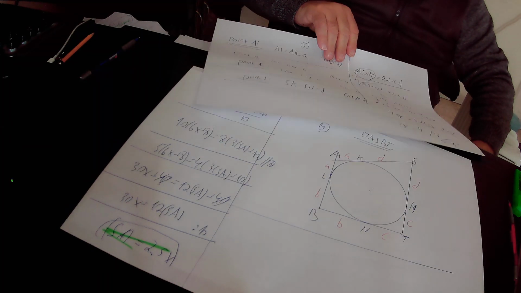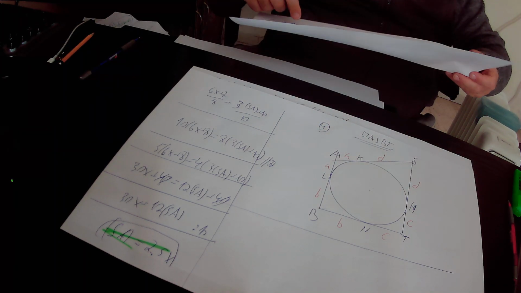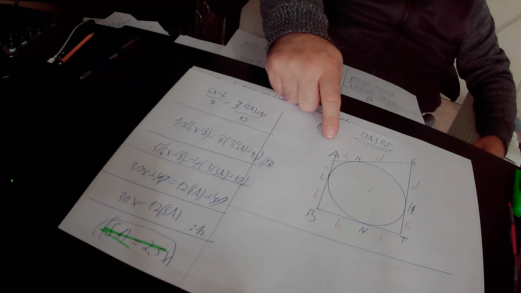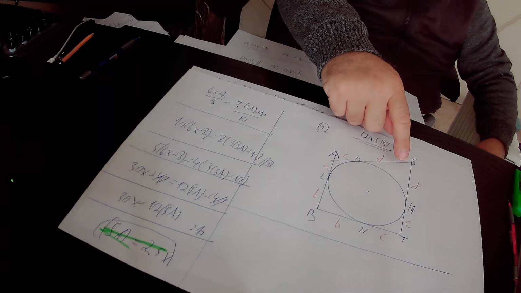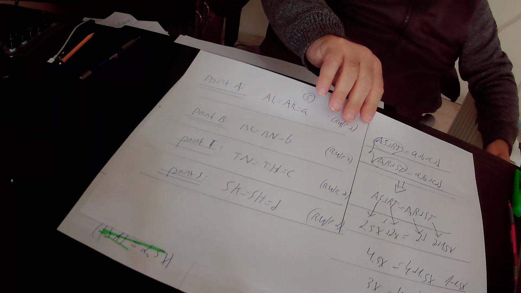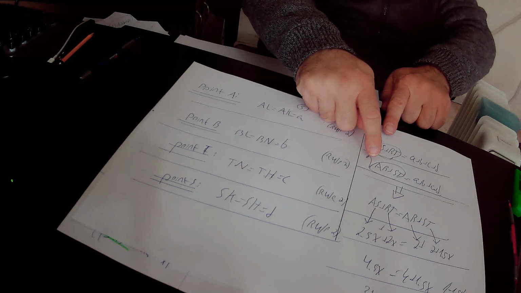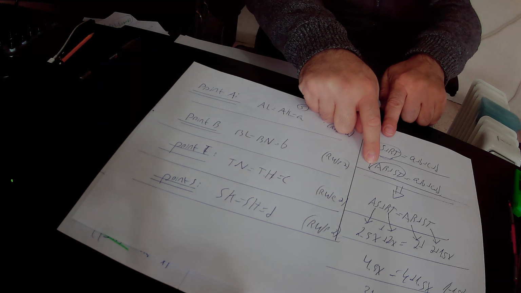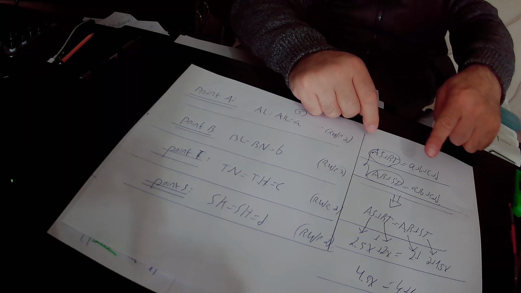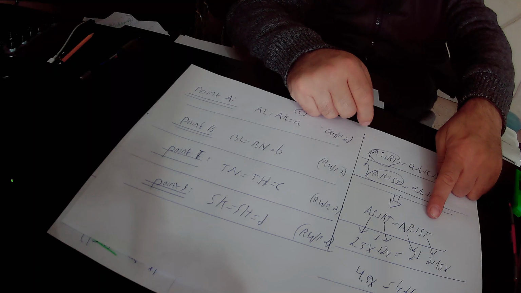Then we add side AB to side ST. What is the value of AB plus ST? From the drawing, it is very easy to see that AB is A plus B and ST is C plus D. So in total, AB plus ST also equals A plus B plus C plus D. So those two expressions are both equal to A plus B plus C plus D. Therefore, they are equal to each other. That is to say, AS plus BT equals AB plus ST.